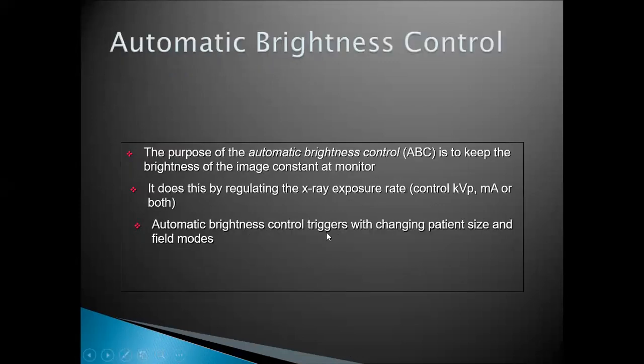Then we'll now go to automatic brightness control, but the term has slightly changed these days, though it's still ABC in a way. At the output phosphor there is a particular brightness that has to be maintained, and this is done by the generator of the machine. It is triggered by changes in, we have so many combinations.